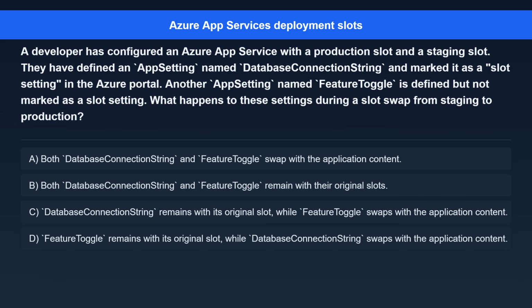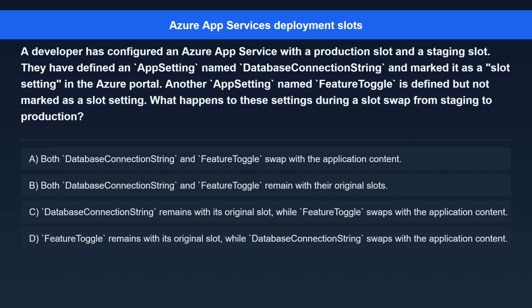Question 2. A developer has configured an Azure App Service with a production slot and a staging slot. They have defined an app setting named database connection string and marked it as a slot setting in the Azure portal. Another app setting named feature toggle is defined but not marked as a slot setting. What happens to these settings during a slot swap from staging to production?